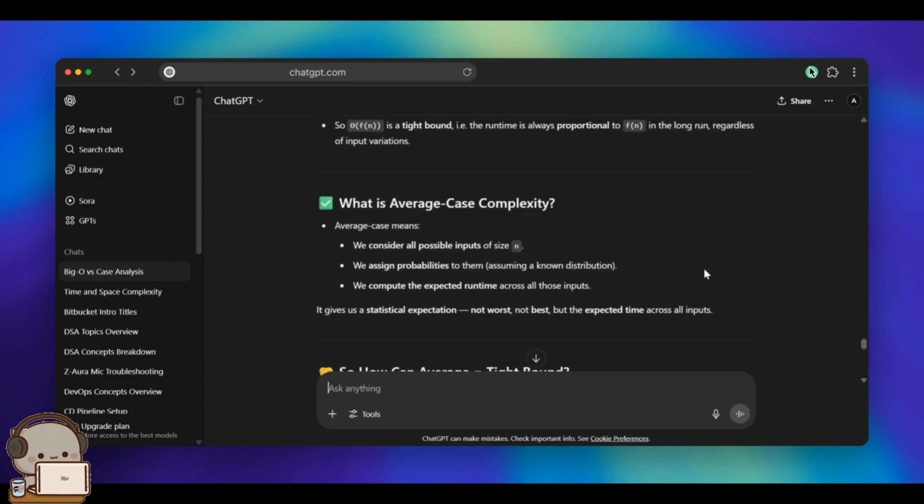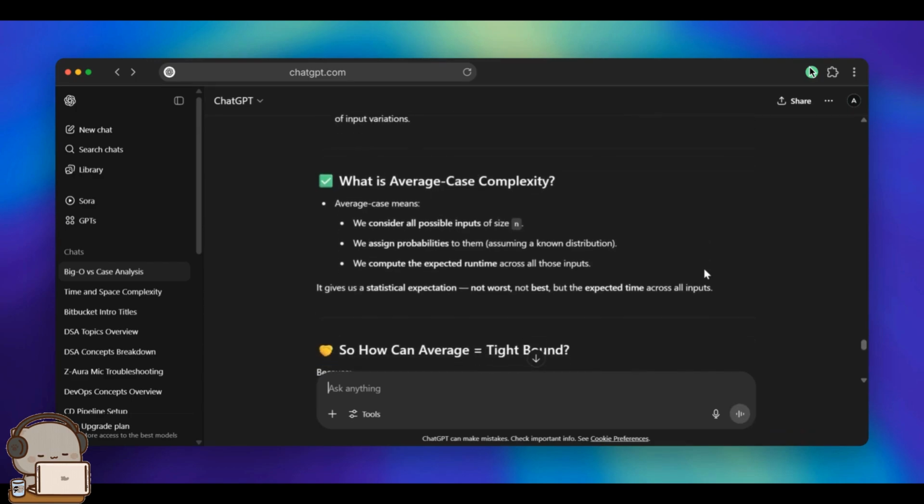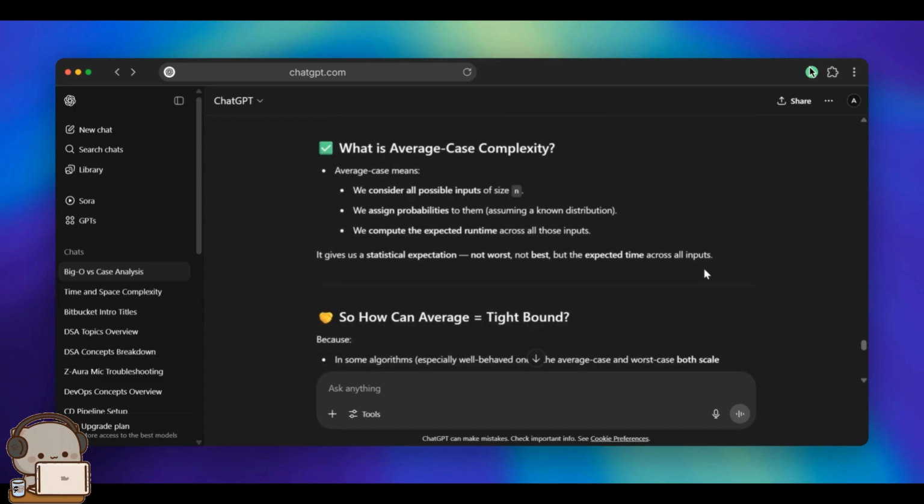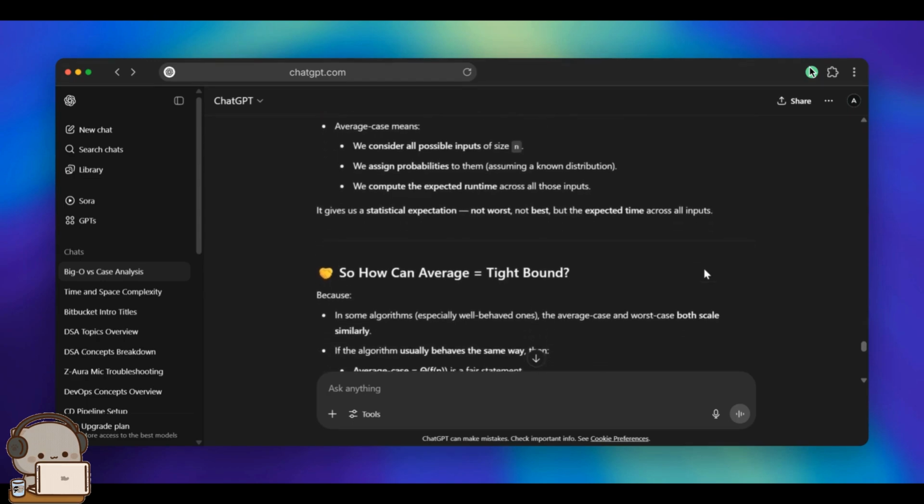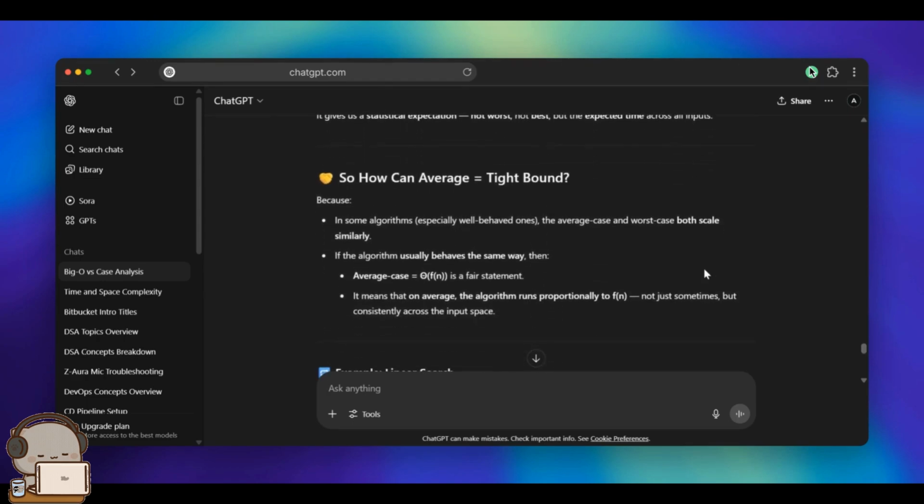Average case means we consider all possible inputs of size n and we assign probabilities to them. Assuming a known distribution, we compute the expected runtime across all those inputs. This is statistical expectation, not worst, not best, but expected time across all inputs. So how can average be equal to tight bound?